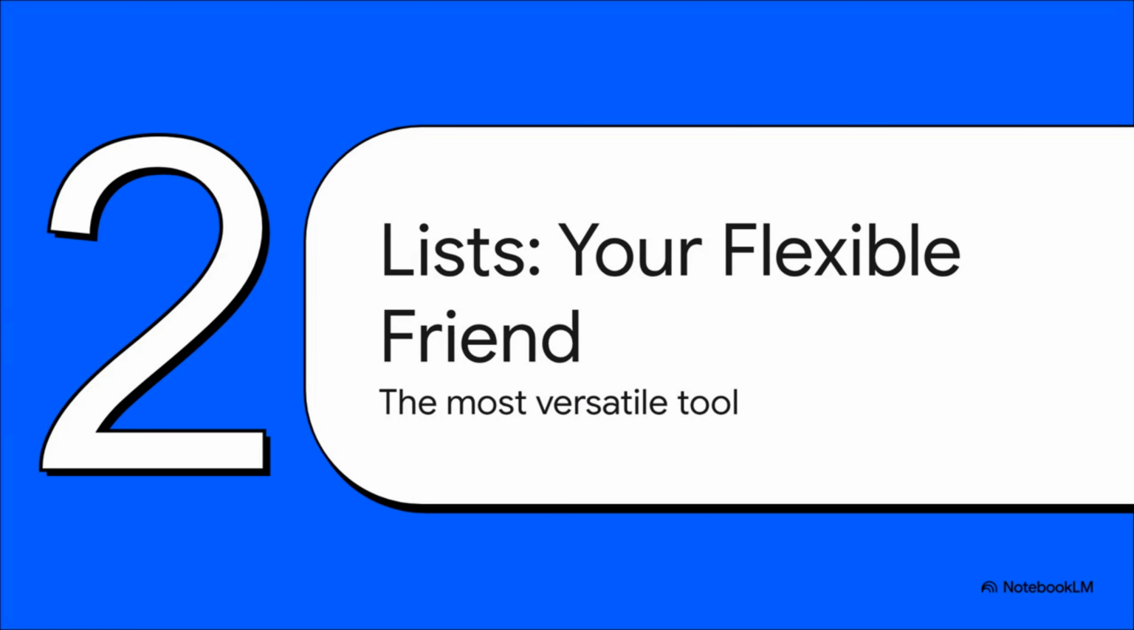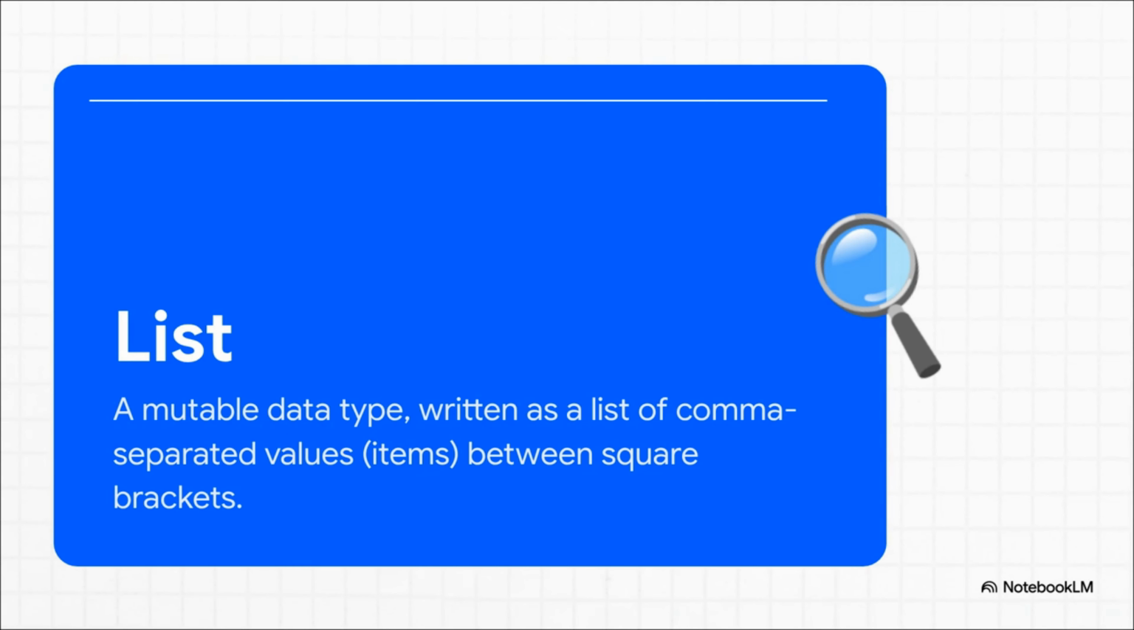First up, let's talk about the list. Seriously, if your data structures were a workshop, the list would be your trusty do-everything adjustable wrench. It's hands down the most versatile and common tool you'll reach for to hold an ordered collection of items. In Python, you just use square brackets, pop your items inside, separated by commas, and you've got a list. But here's the absolute most important word you need to remember for lists: mutable. And mutable just means one thing. You can change it. You can add things, remove them, or swap out the items that are already in there.